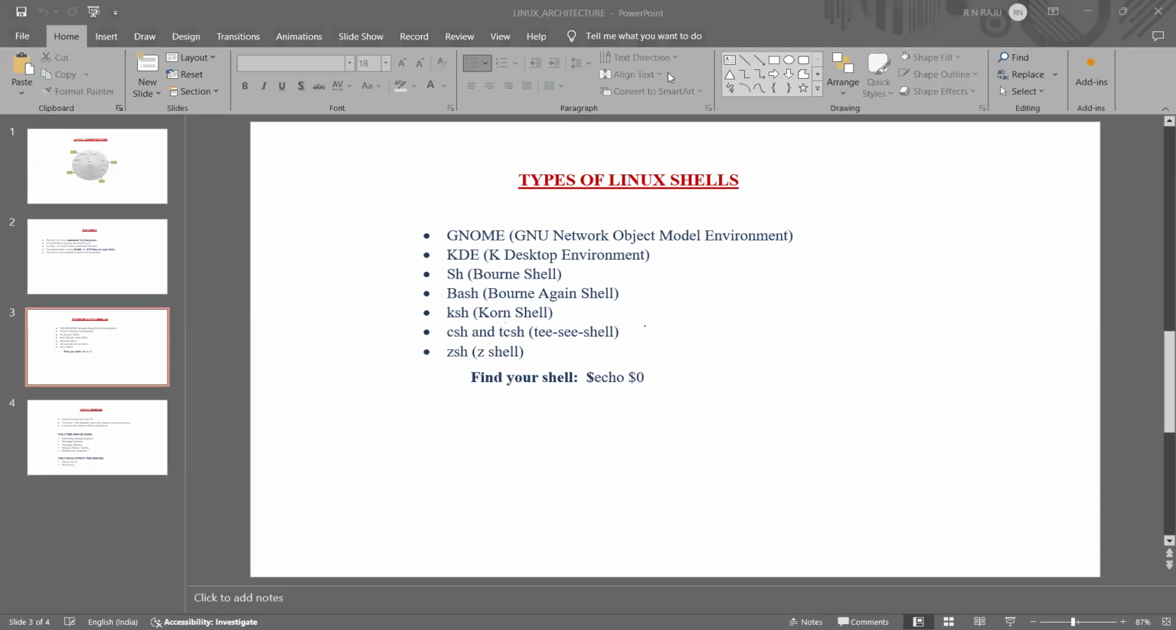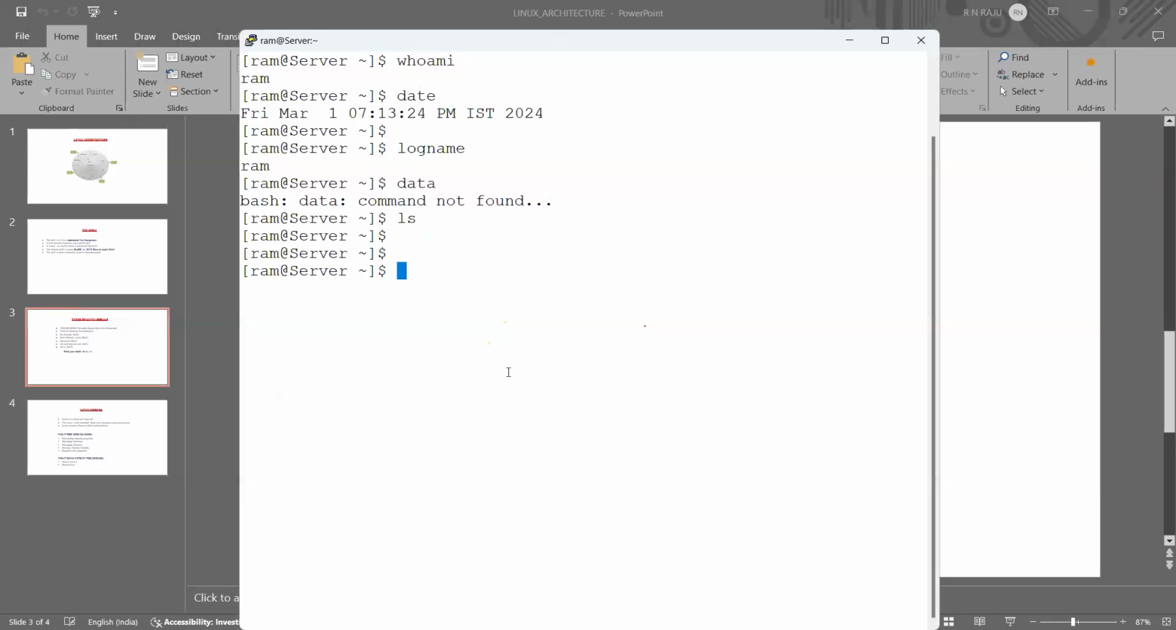Okay, right. Now, how do you know your current login shell name? If you run echo space $0, it displays your current login shell. My current login shell name is bash. So this is an important command. How to check your current login shell? Bash.